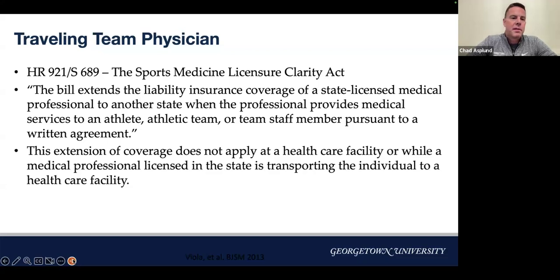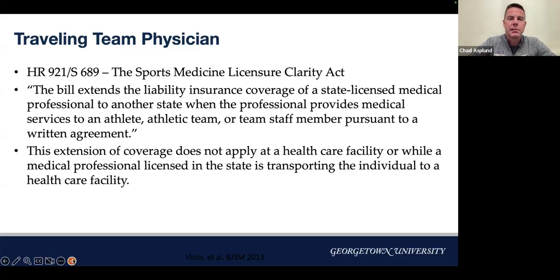All right, so this was one of the things that Chad Carlson started back in 2012, and we worked on it through practice and policy. I was fortunate enough to be able to go testify to Congress for this. But the Sports Medicine Licensure Clarity Act really was a valuable act in protecting team physicians that travel with teams from state to state. Certainly in the non-team physician, non-sports medicine status, it's against the law to provide medical care in a state in which you don't have a license.